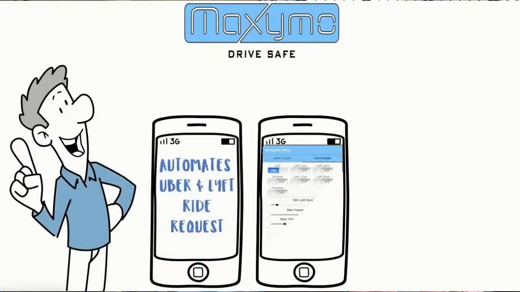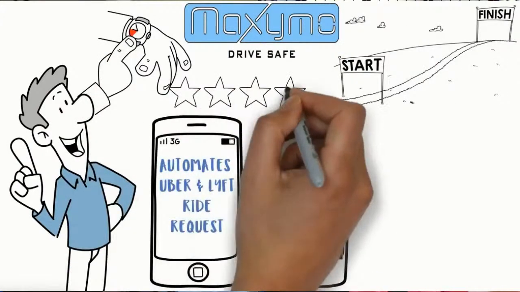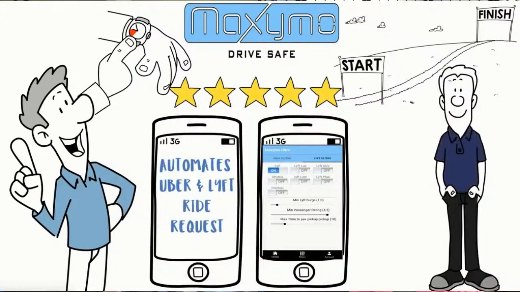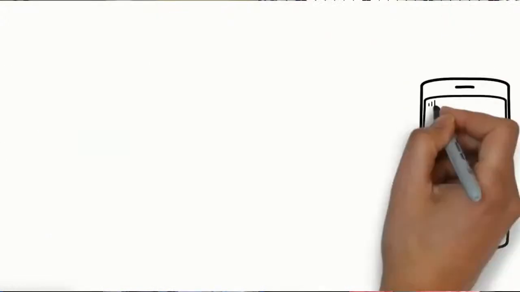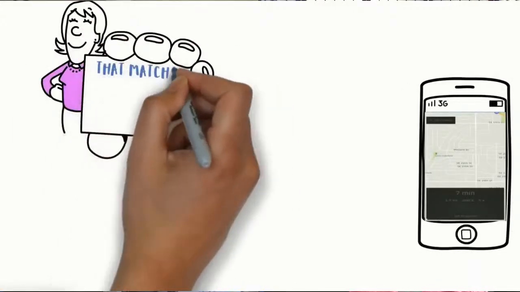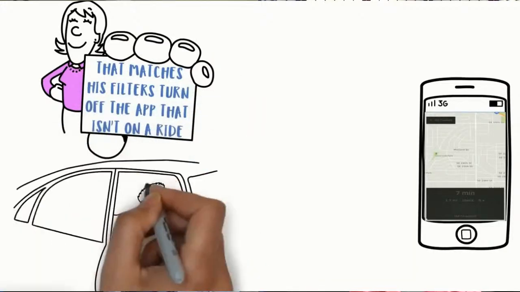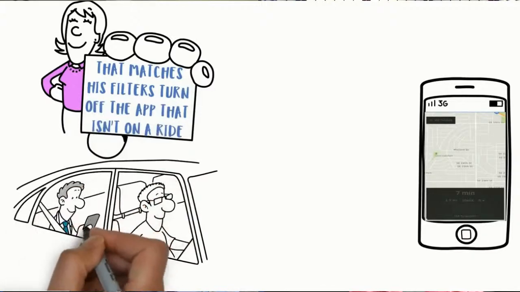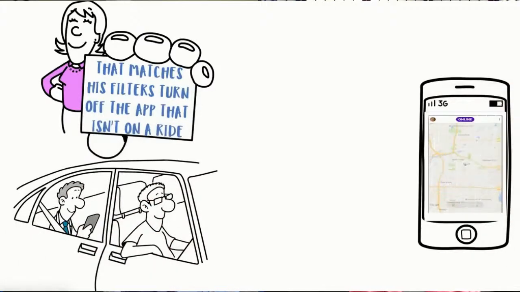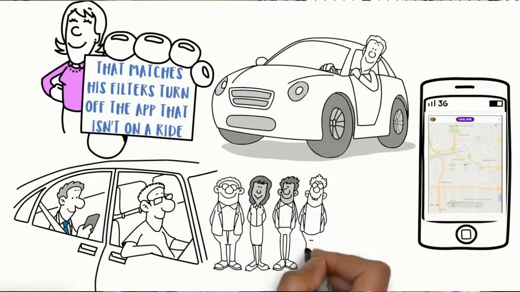MAXYMO will use the filters set by Joe, like time, distance, and passenger rating, to determine which rides are best suited for Joe. When a ride request comes in, Joe doesn't need to worry. MAXYMO will automatically accept the ride request that matches his filters, and then turn off the app that isn't currently on a ride. Once Joe finishes the ride, MAXYMO will turn everything back on. This will allow Joe to focus more on his passengers and driving safe.